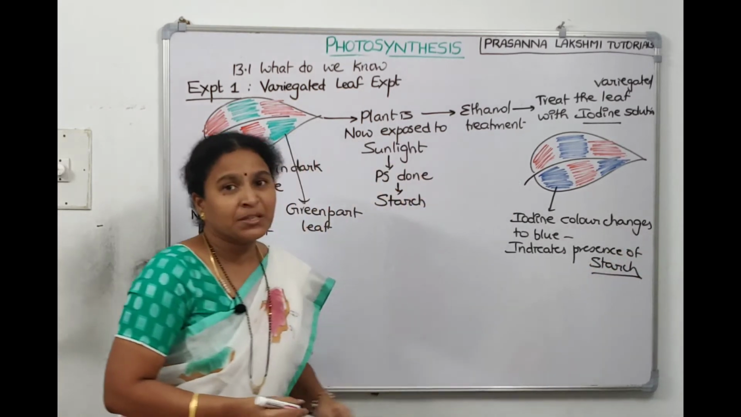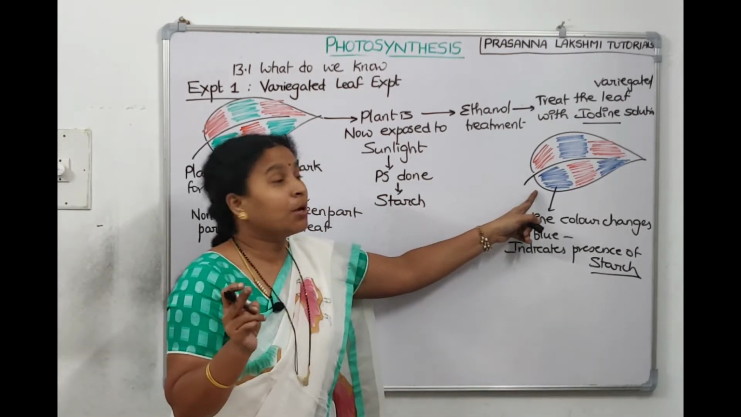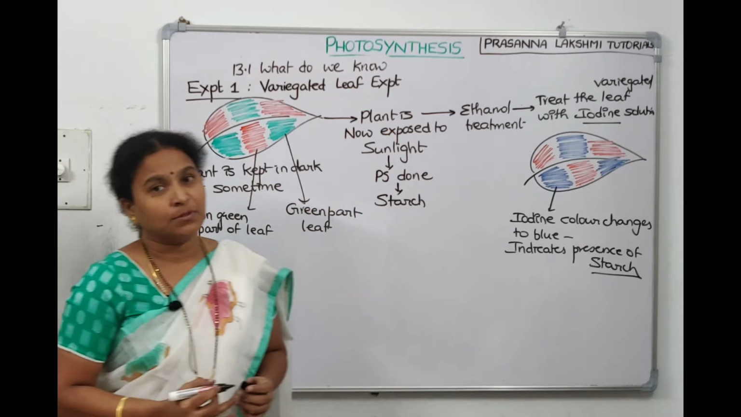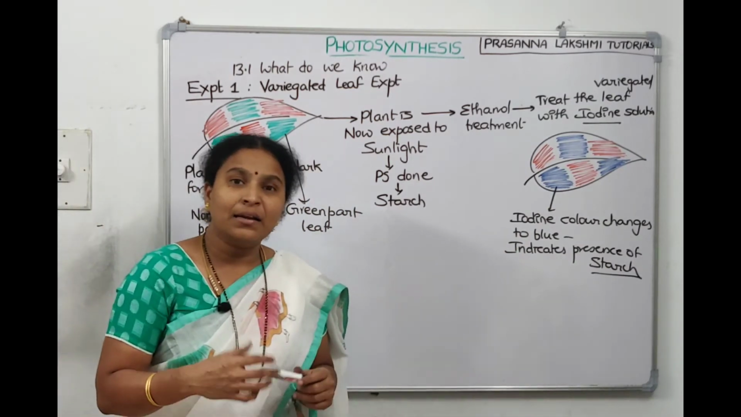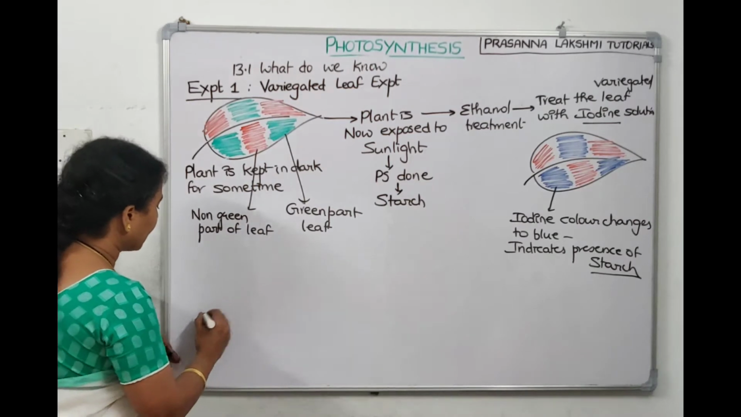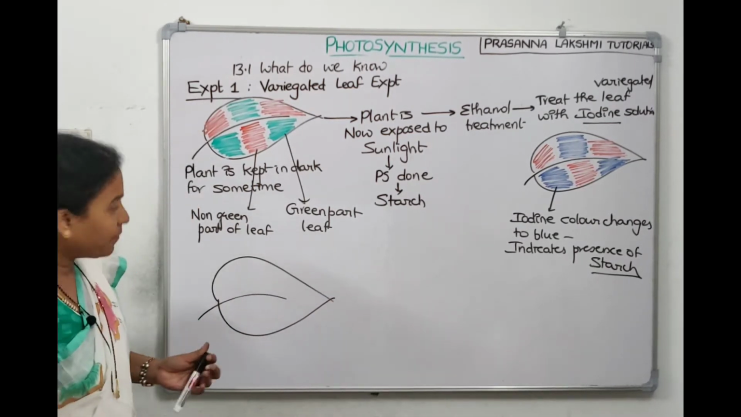Now where is starch present? Starch is present in the green portion of the leaf. Starch is not present in the non-green portion of the leaf. So this is one experiment with the variegated leaf. And another experiment is, we can take again the same variegated leaf.